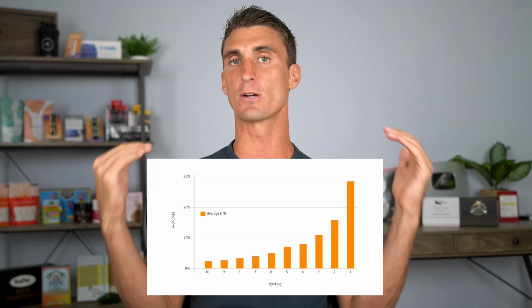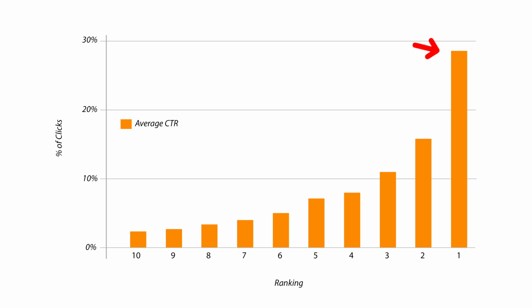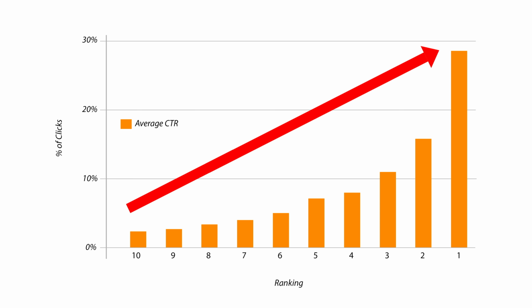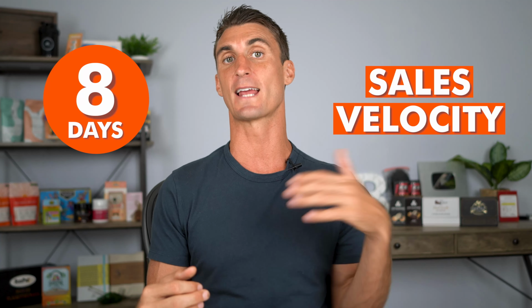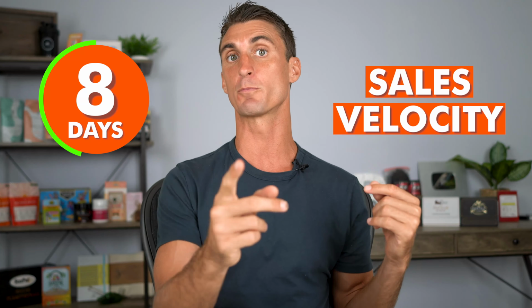And the crazy thing is, this graph right here shows that the top product that comes up in the search results gets most of the sales, followed by the second, third, and fourth product, and it's actually exponential, which means the higher up your product is on the search results, the more sales you're going to get. And the way to get your product higher up on the search results is through sales velocity. And sales velocity basically means over the last 8 days, how much of your product have you sold? And the more you can sell of your product, the higher up Amazon's gonna put your product on the search results. And that's where this formula comes in.